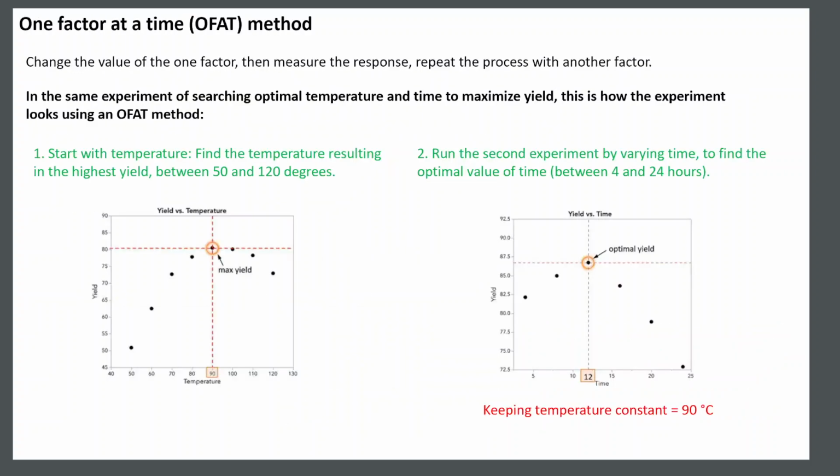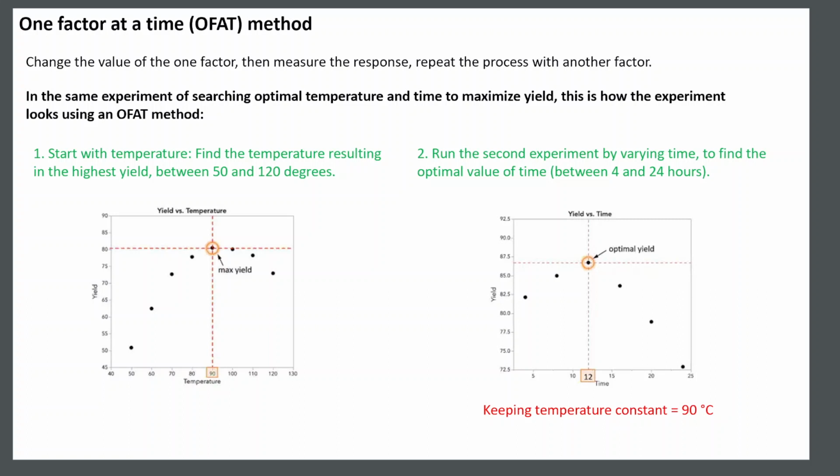Then they started using the one factor at a time method, the OFAT method. In this method, we will change the value of one factor, then measure the response, then repeat the process with another factor. So here, as the name specifies, we will be discussing only one factor at a time. So we can understand the response of the other factor.